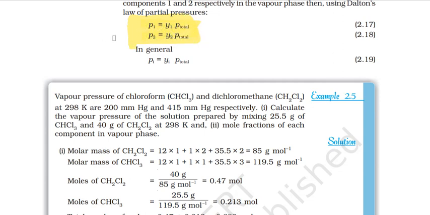And then you get the mole fraction again as the proportionality constant. So P1 will give you Y1 into P total, where Y1 is the mole fraction of the first component that you're taking, multiplied by P total. Total mein uska kitna contribution hai.